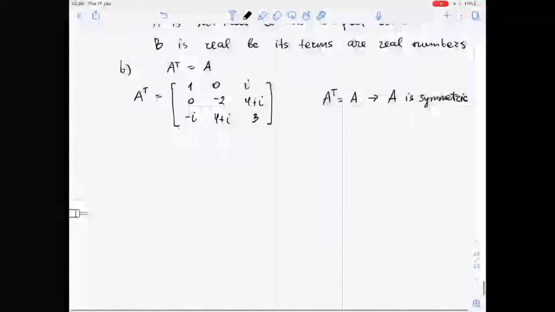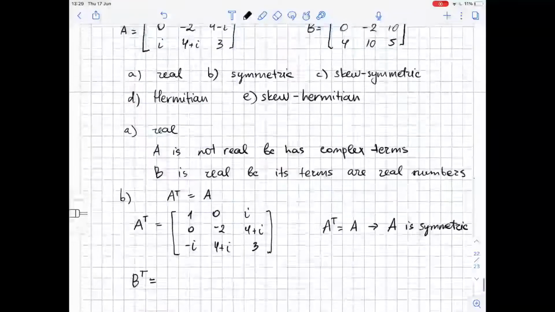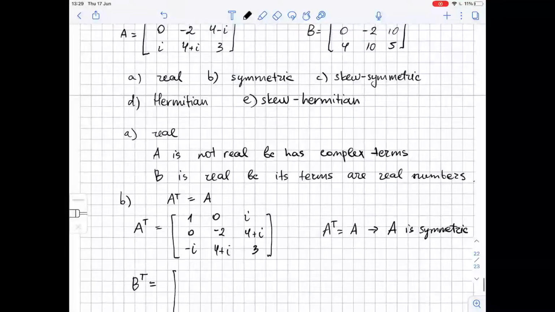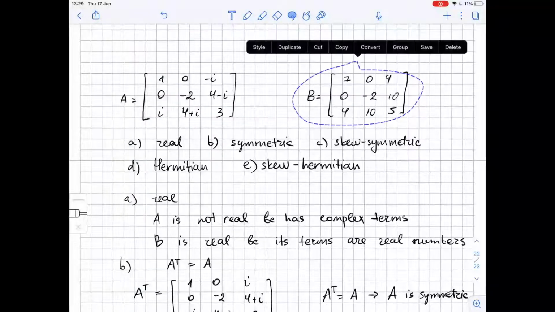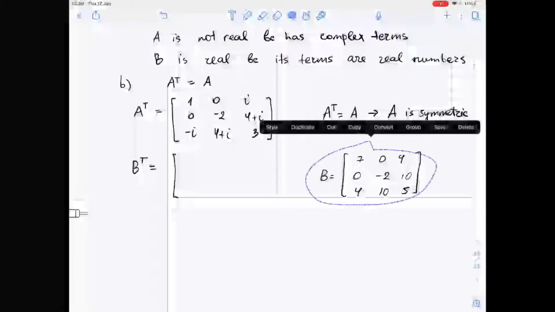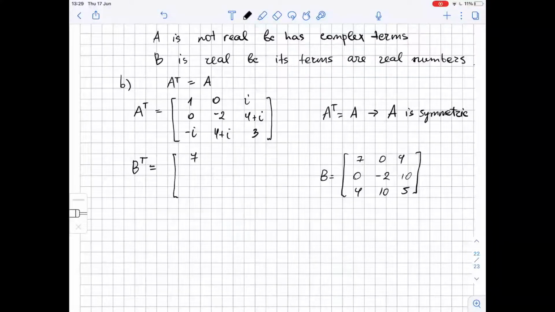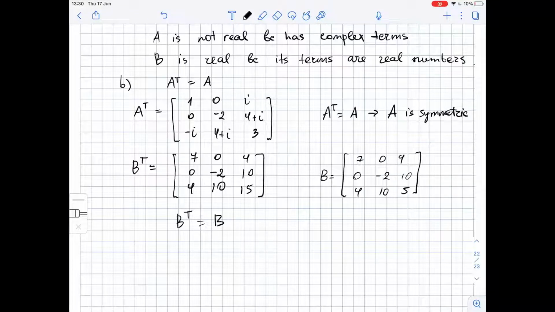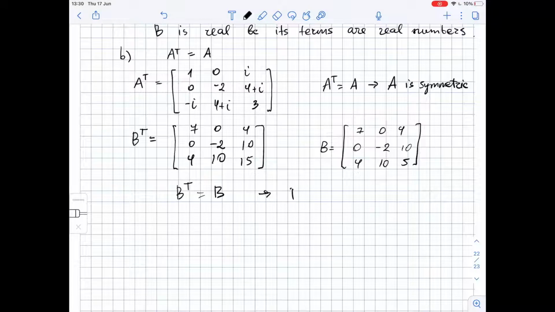Now let's do the same with matrix B. So B transpose equals, I'll copy paste matrix B here so you can see it. So it's 7, 0, 4, 0, negative 2, 10, and 4, 10, 15. So as we can see, B transposed also equals B, so matrix B is also symmetric.